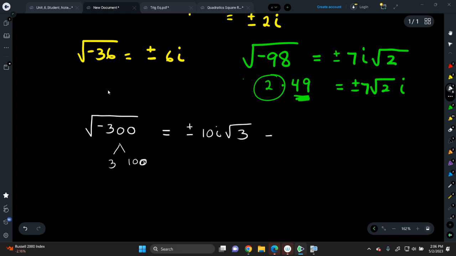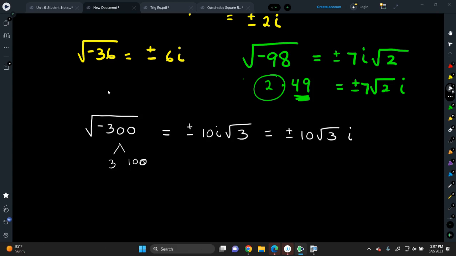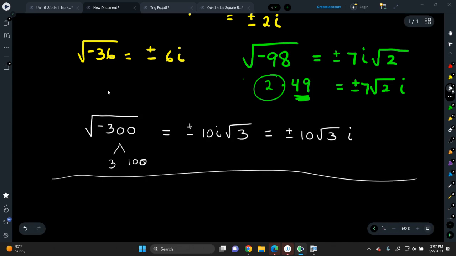Okay, and now let's just put it in the correct order. Plus or minus 10 root 3 i. Oh, it has to go at the end. Yes. How come it goes on the outside? Because that's the form. That's the proper form. We haven't learned yet about what we call complex numbers. When we do, that'll make more sense. For now, you're just going to have to trust me that that's the proper way. Okay?